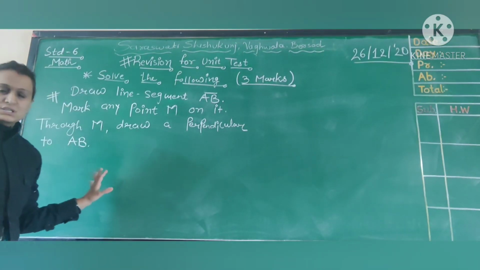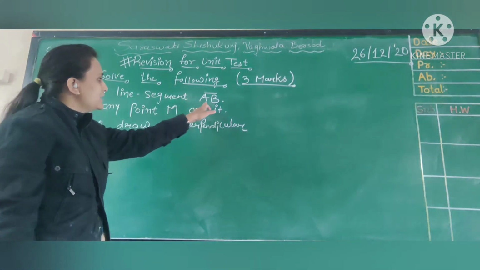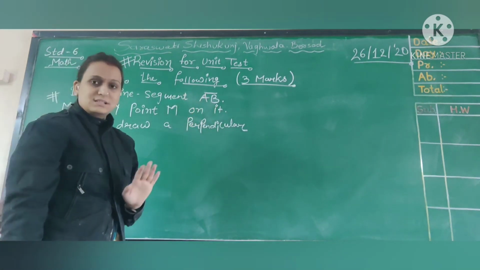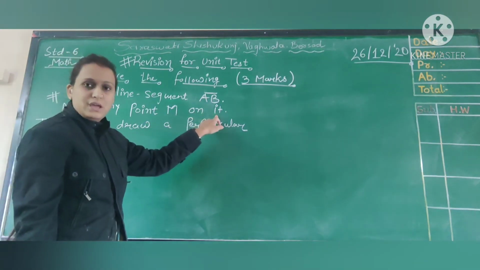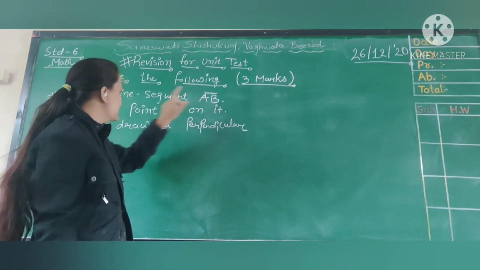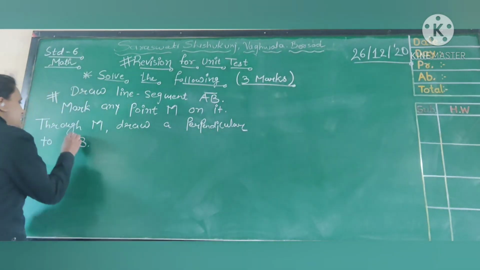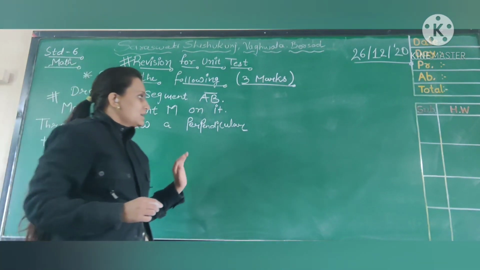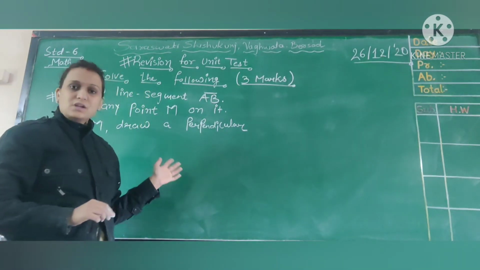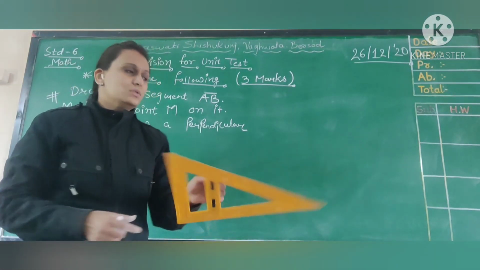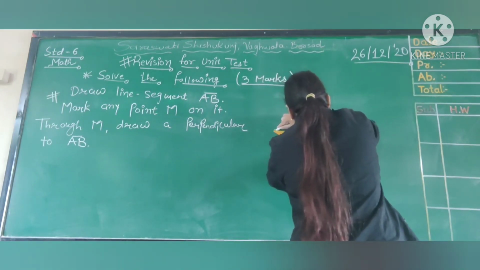Now the next question is from practical geometry. The question is to draw line segment AB, and then mark any point M on it, and through M draw a perpendicular to AB. It means we are given line segment AB and we have to find its perpendicular. See, a measurement is not given, so we are going to take any measurement to draw line segment AB.